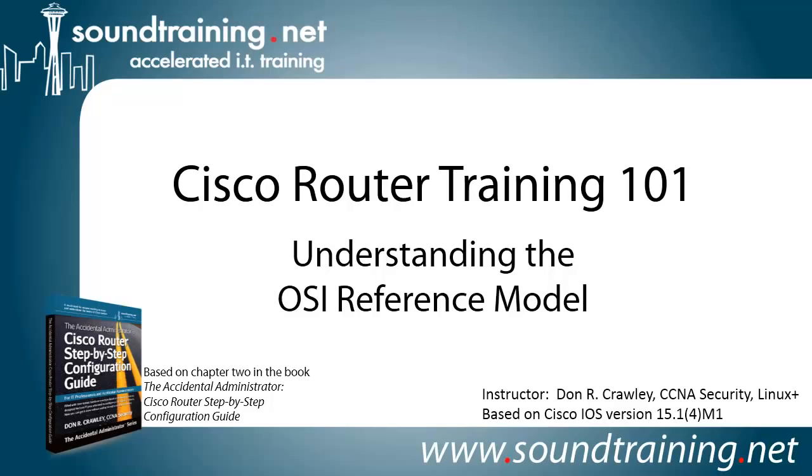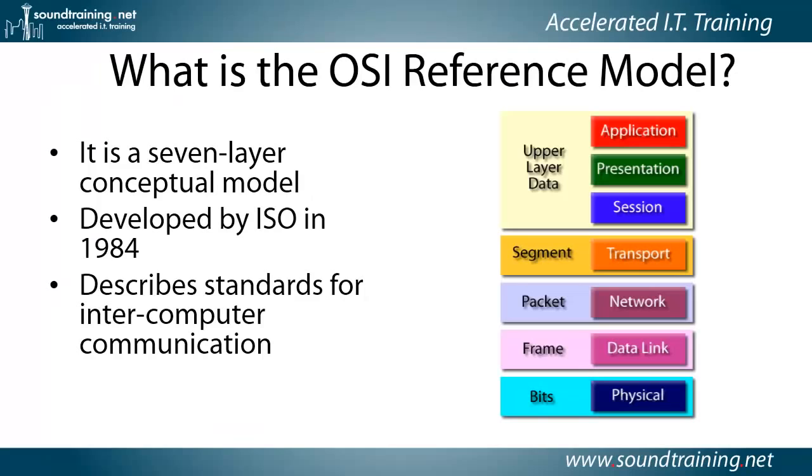This time we're doing Understanding the OSI Reference Model. It's based on Chapter 2 in my book, The Accidental Administrator, Cisco Router Step-by-Step Configuration Guide. Not required for the video, but if you'd like to follow along, it is available on Amazon and through other resellers. You can get it through our website bookstore at www.soundtraining.net/bookstore. What is the OSI reference model?